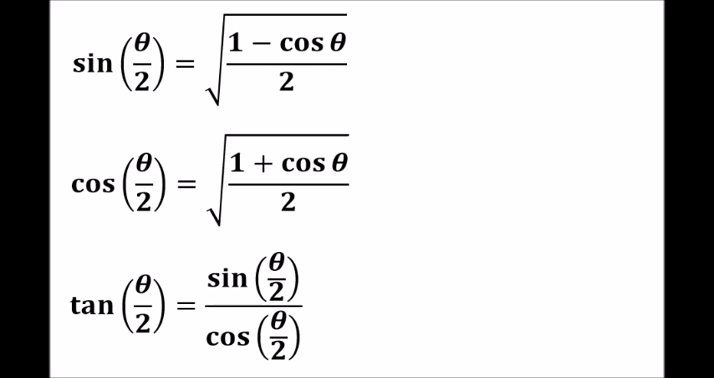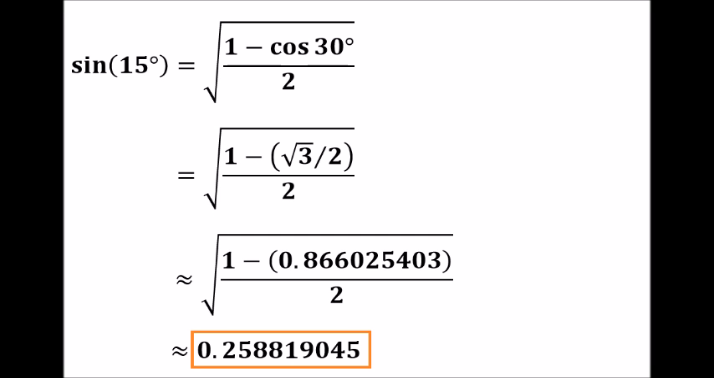We can use the half-angle identities from trigonometry, which are summarized here. These were derived in a previous lesson, if you care for more details on their origin. Sine of 15 degrees is calculated here. We know the value of cosine 30 degrees, root 3 over 2. This comes directly from the equilateral triangle. Plug those values in and we get the number boxed in orange.